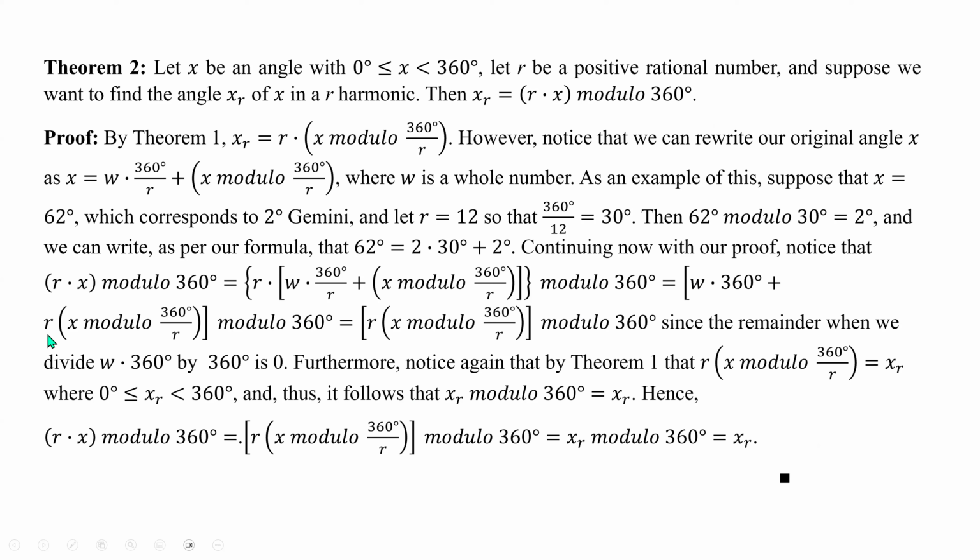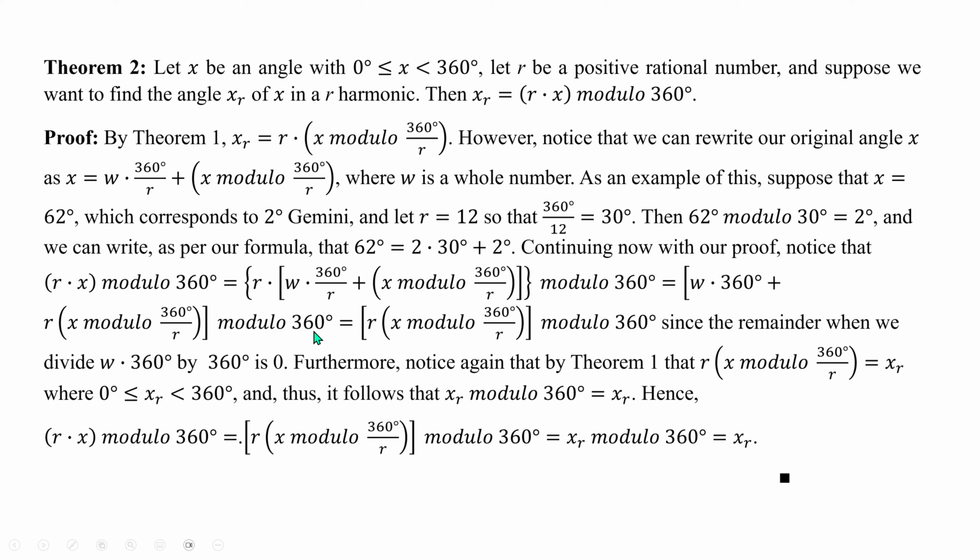And we're only going to be left with this part here, r times parentheses x modulo 360 degrees over r, parentheses close, and you simplify that modulo 360 degrees. That works since the remainder, when we divide w times 360 degrees by 360 degrees, is 0, and so this term here just disappears when we do it modulo 360 degrees.